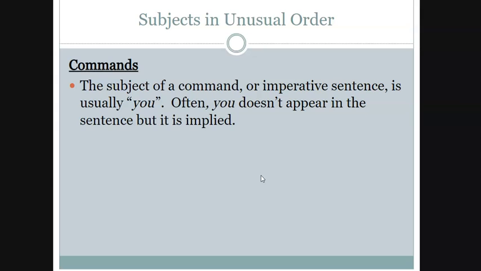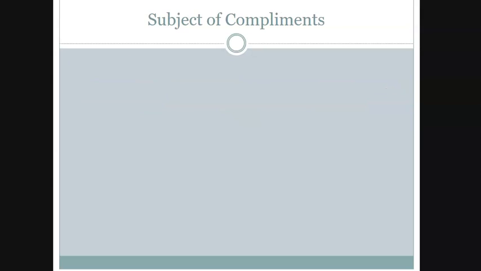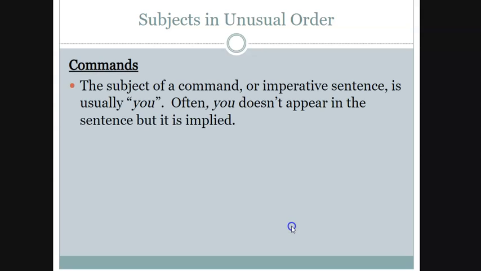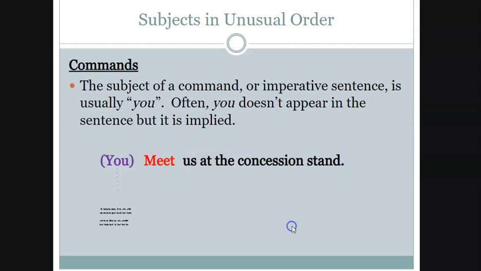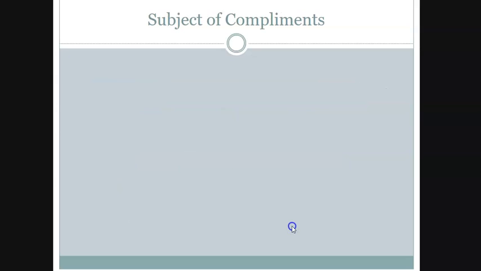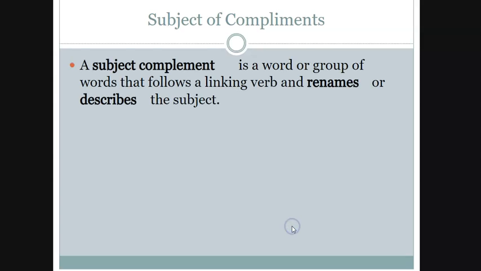So, one moment. But it is implied. For example, you meet us at the concession stand. You will be the implied subject. So, subject complements. Subject complement is a word or group of words that follows a linking verb and renames or describes the subject. Butterflies are free. Butterflies will be subject. Linking verb are, and free will be complement.